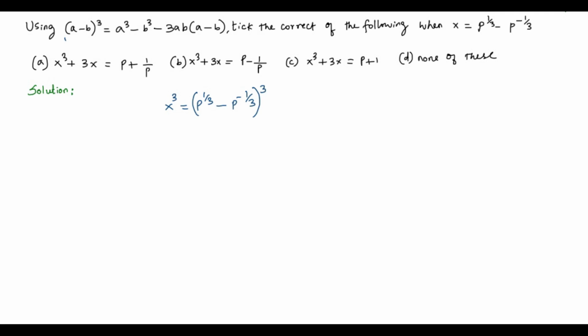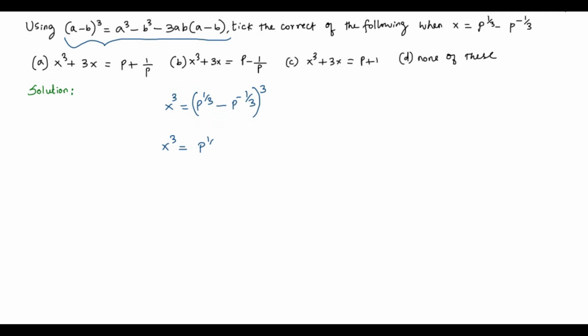Okay, now we can use the identity we have, that is (a minus b) whole cube is equal to a cube minus b cube minus 3ab into (a minus b). So this is in the form of (a minus b) whole cube. Instead of a we have p to the power of 1 by 3, instead of b we have p to the power of minus 1 by 3. Okay, now let's expand this one using the identity given.